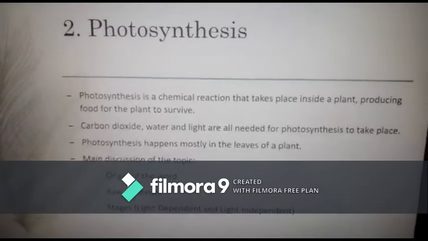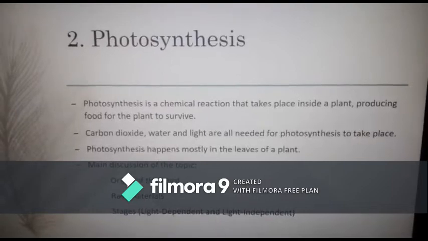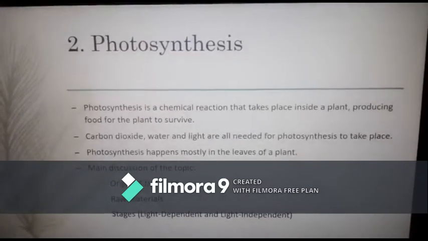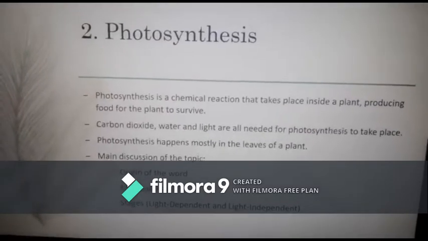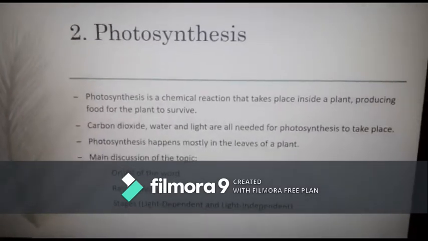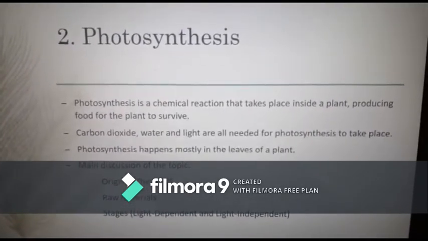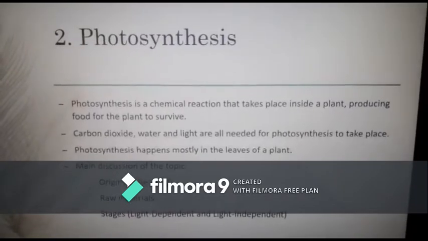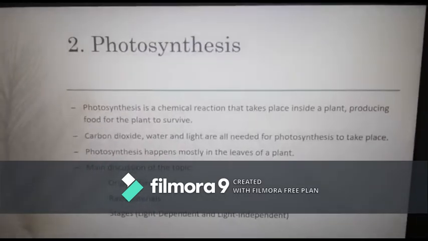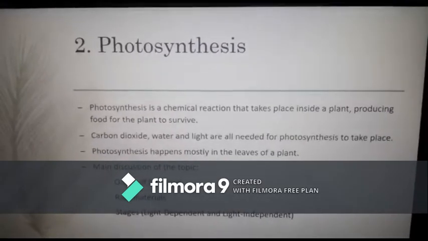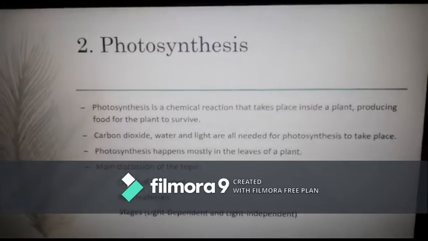Then photosynthesis is a chemical reaction that takes place inside a plant, producing food for the plant to survive. It needs carbon dioxide, water, and light, which are the raw materials. Then also our main topics for photosynthesis: the origin of the word photosynthesis, the raw materials for photosynthesis, and also the stages of photosynthesis, like what I and Steven discussed, which are the light dependent reaction stage and also the light independent reaction stage.